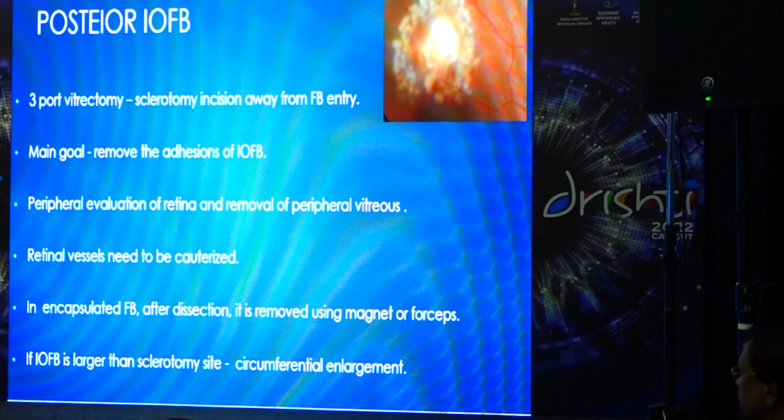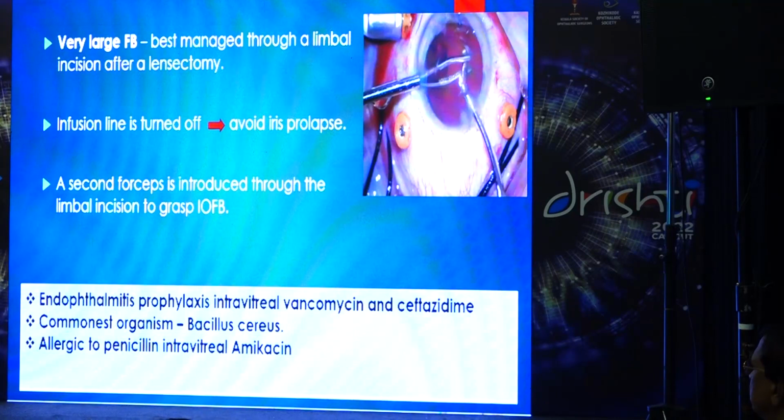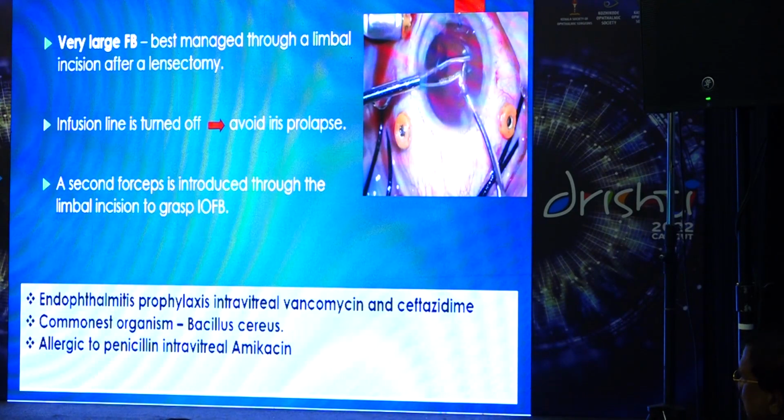In case of an encapsulated foreign body, after dissection of the foreign body, it should be removed using a magnet or forceps. And if the intraocular foreign body is larger than the probe or the sclerotomy site, we have to circumferentially enlarge the sclerotomy. In case of a very large intraocular foreign body, then it is best managed through a limbal incision after lensectomy. So we have to turn the infusion line off to prevent any iris prolapse.